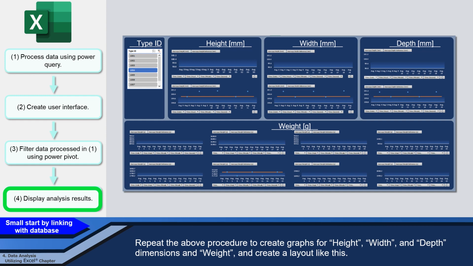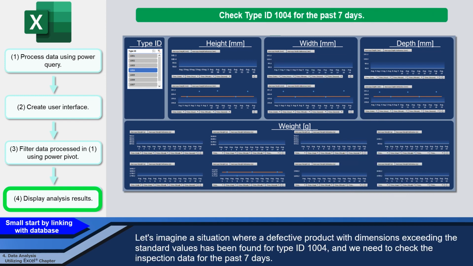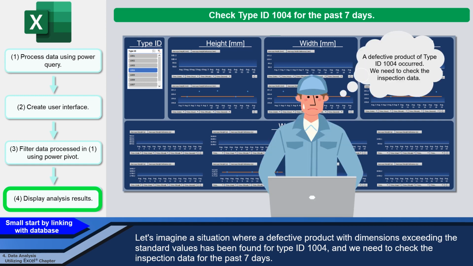Repeat the above procedure to create graphs for height, width, and depth dimensions and weight, and create a layout like this. Now we'll explain how to perform analysis when a defect occurs. Let's imagine a situation where a defective product with dimensions exceeding the standard values has been found for type ID 1004, and we need to check the inspection data for the past 7 days.